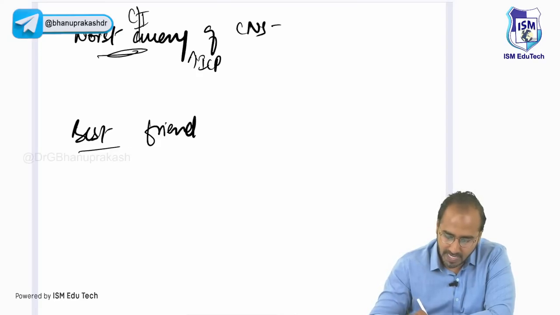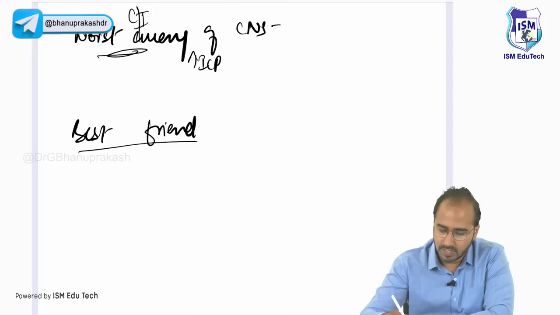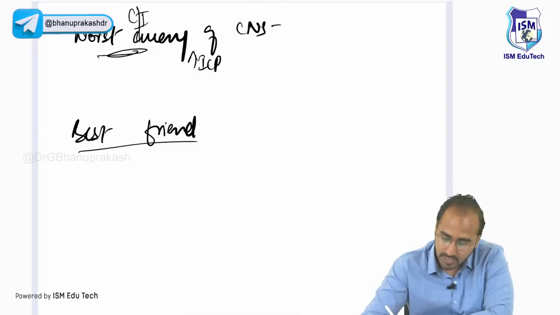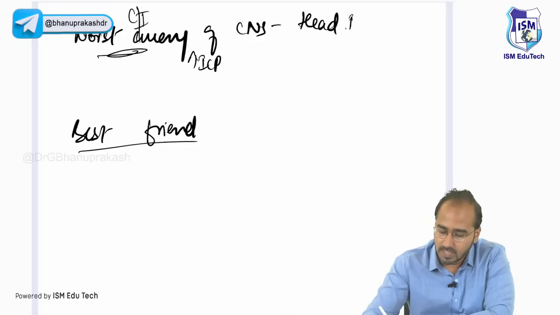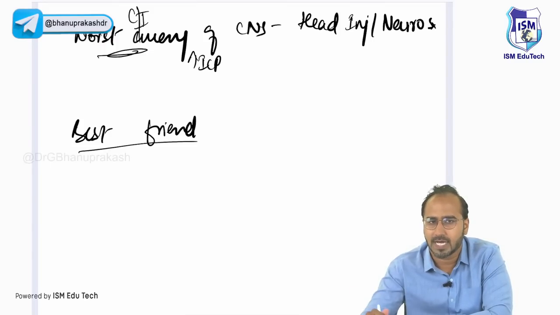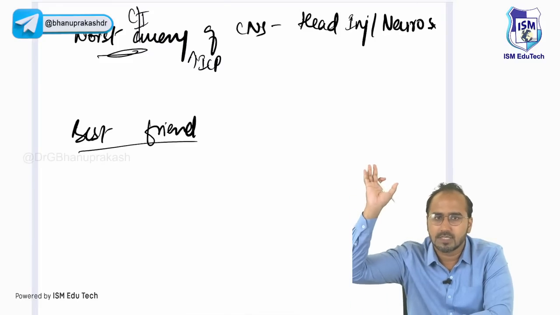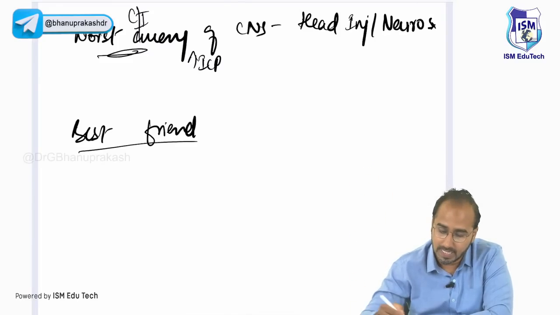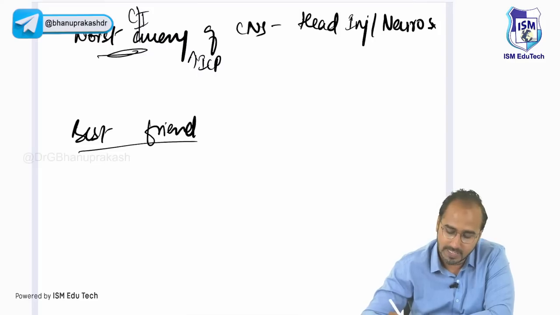Best friend means it can be used for that purpose. So what are the contraindications, guys? Can I give ketamine in a head injury? No. Neurosurgery? No. In neurosurgery or head injury, the patient's intracranial pressure is already high. If you give ketamine, the patient's head will burst. Okay? So ketamine is contraindicated in head injury.